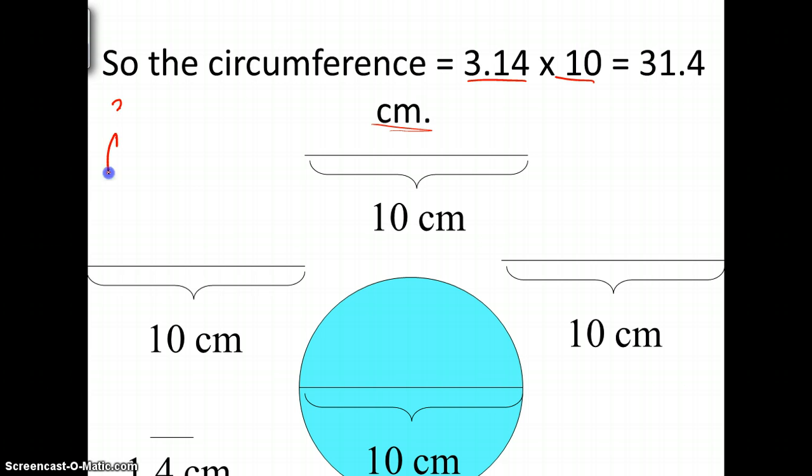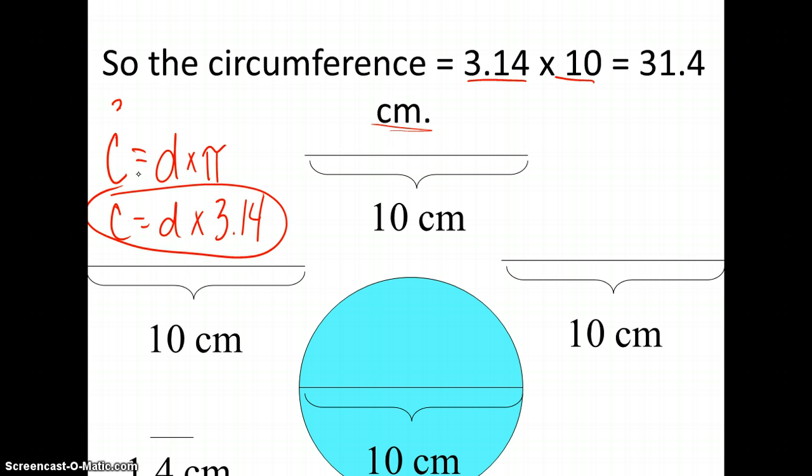Or we could use this formula. The circumference is the diameter times pi. And remember that instead of using pi, because that's an irrational number that goes on forever and ever, we're going to use 3.14 as pi. Take a minute and write this down in your summary.